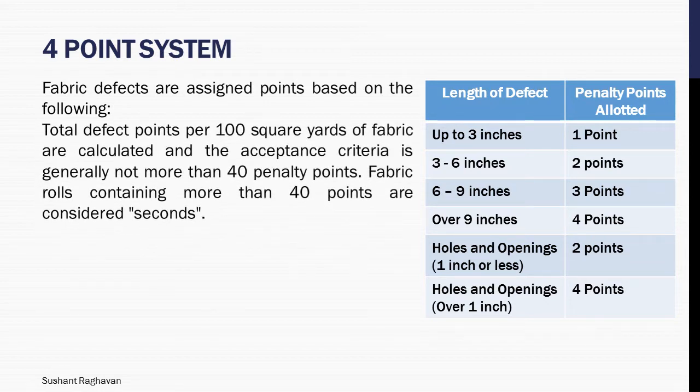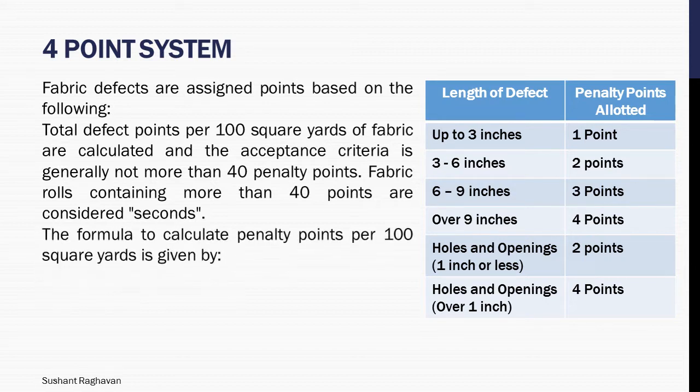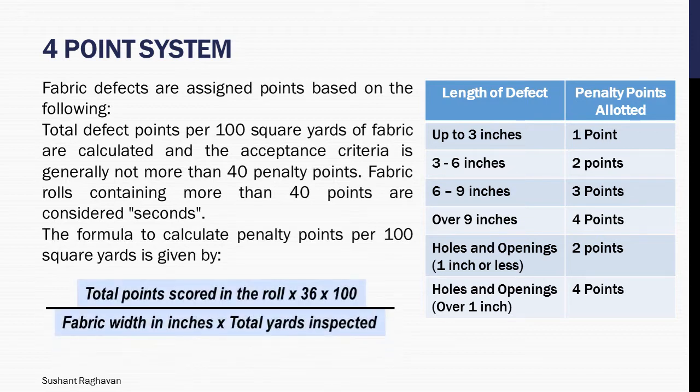Total defect points per 100 square yards of fabric are calculated, and the acceptance criterion is generally not more than 40 penalty points. Fabric rolls containing more than 40 points are considered seconds. The formula to calculate penalty points per 100 square yards is total points scored in the roll times 36 times 100, divided by fabric width in inches times total yards inspected.